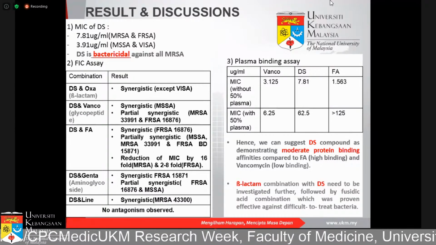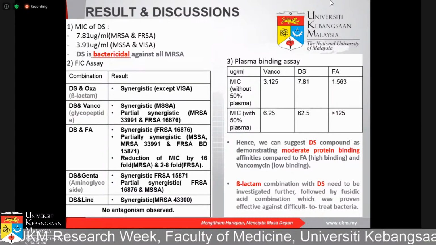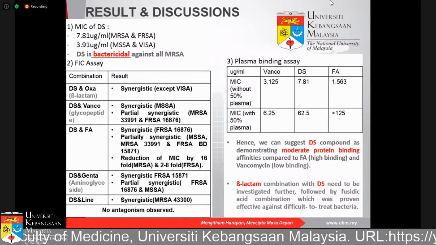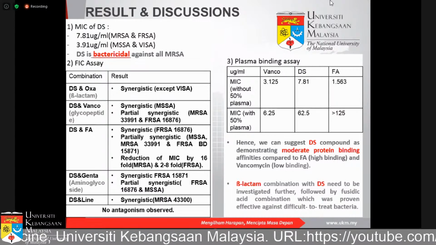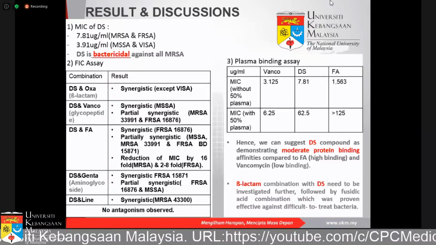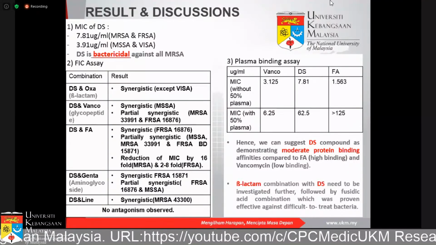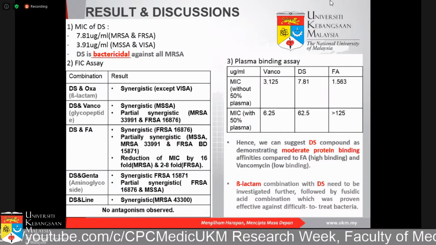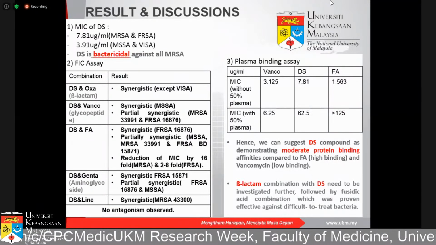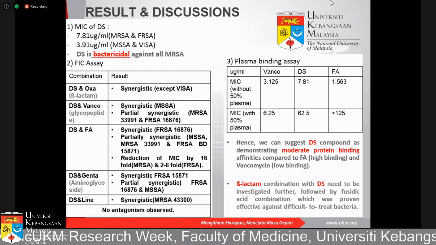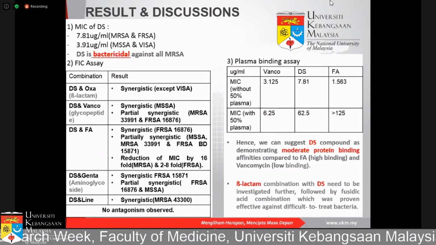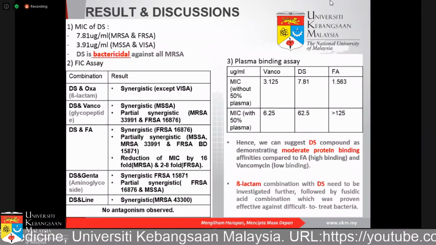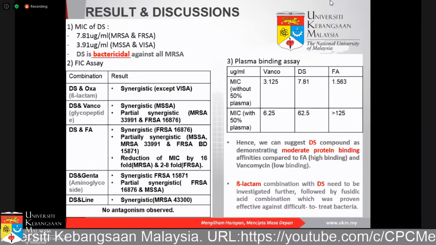For the next combination, DS and vancomycin, which is a glycopeptide. As we all know, vancomycin is a last resort for Staphylococcus infections. But as exposure increases, when we use it over a long period of time, we shall meet the resistance crisis again. So prevention is better than cure. We are trying to see whether the DS and vancomycin combination gives a synergistic effect against MSSA, which is the methicillin-susceptible Staphylococcus aureus strain. It is also partially synergistic against one MRSA and one FRSA strain, which means the DS compound is able to act as an adjuvant to enhance the efficacy of vancomycin by reducing the dose that we are using in clinics today.